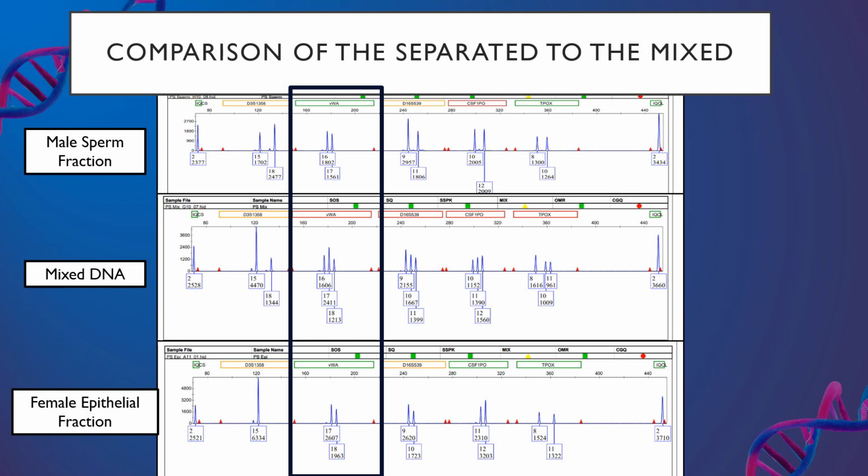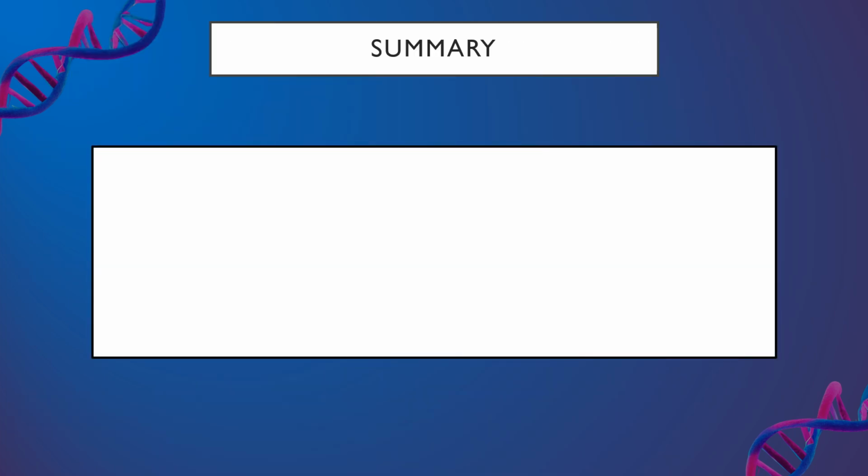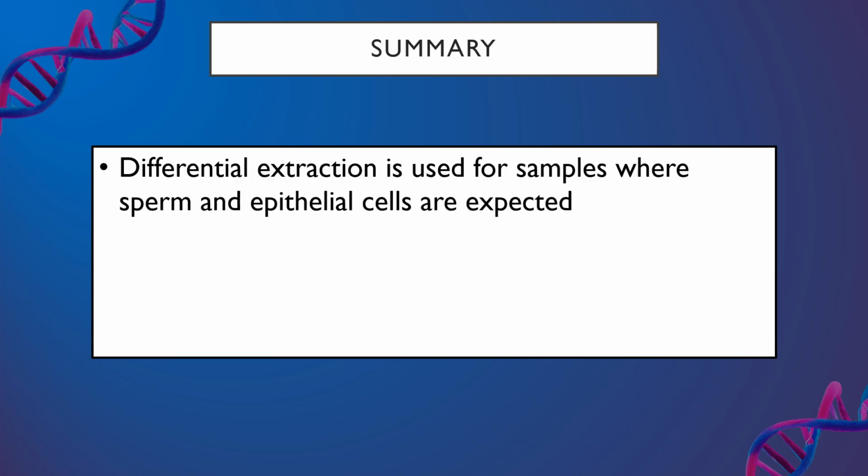In conclusion, we have some key takeaways about differential extraction. Differential extraction is mainly used for samples from sexual assaults, where it is expected that there will be epithelial cells present from the victim and sperm cells present from the perpetrator. This would result in a mixed DNA profile if differential extraction was not used.